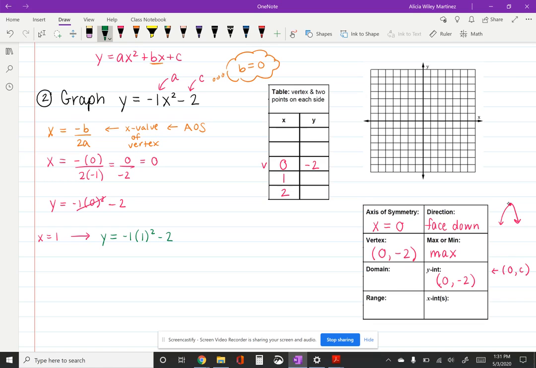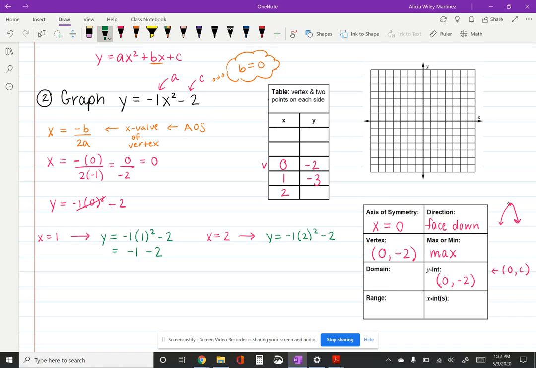So it's 1 squared, which is 1. 1 times -1 gives you -1. So this ends up being -1 minus 2, which is -3. So when x is 1, y is -3. I'm now going to plug in when x is 2. When x is 2, it will be y equals -1 times 2 squared minus 2.